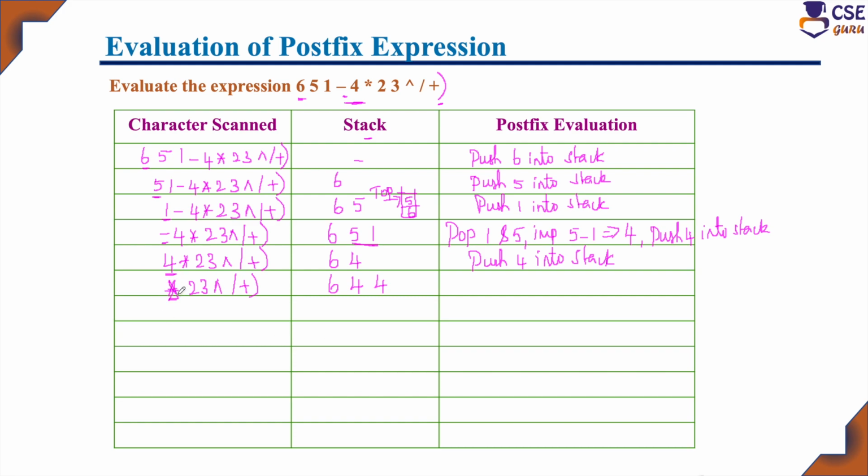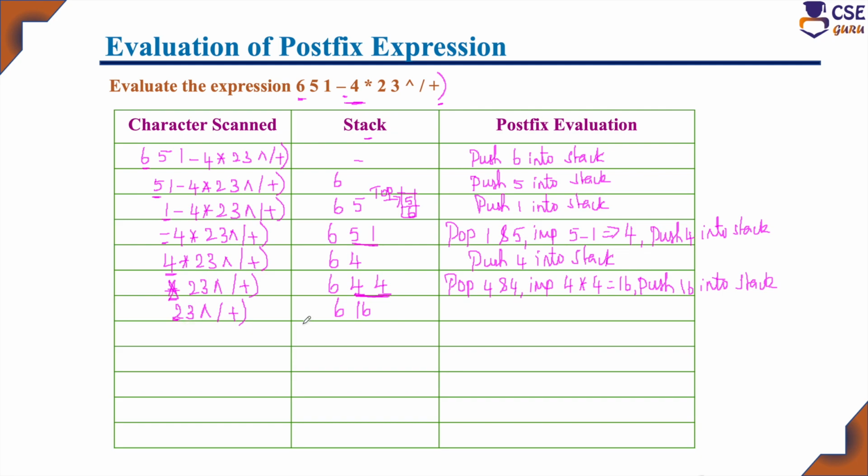So you have to pop the top two elements, okay, pop 4 and 4, and then implement the corresponding operation. What is the operation? Multiplication. So 4 into 4 you will get 16, and this result 16 you have to push back into the stack. 6 will be there as it is. We only pop the top two elements and implement the corresponding operation. So push 16 back into the stack. And the remaining input characters are 2, 3, exponent, division, plus, closed parenthesis.